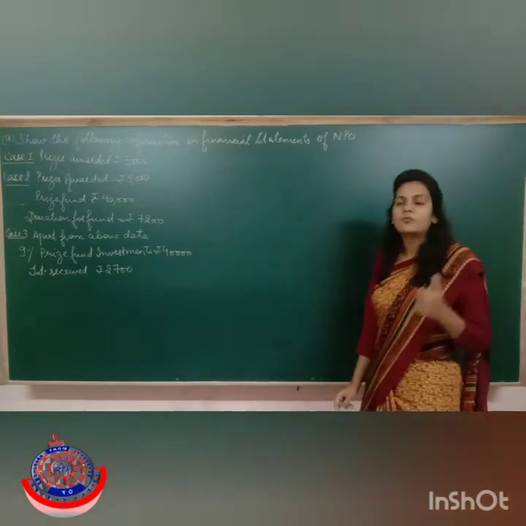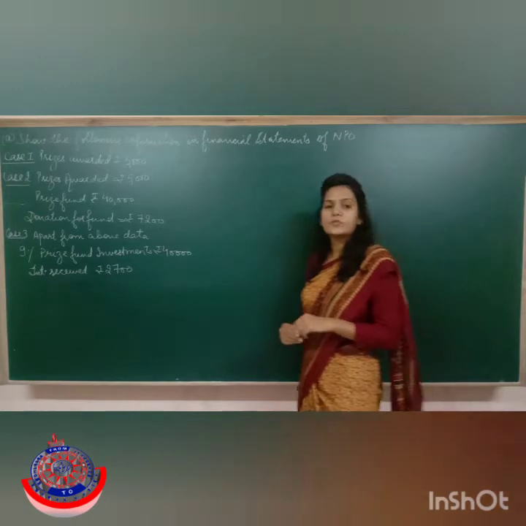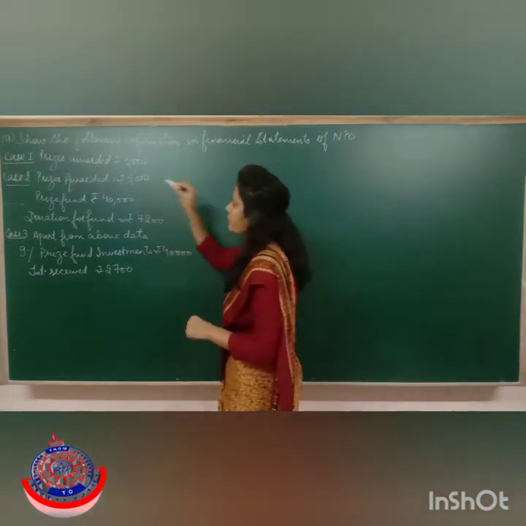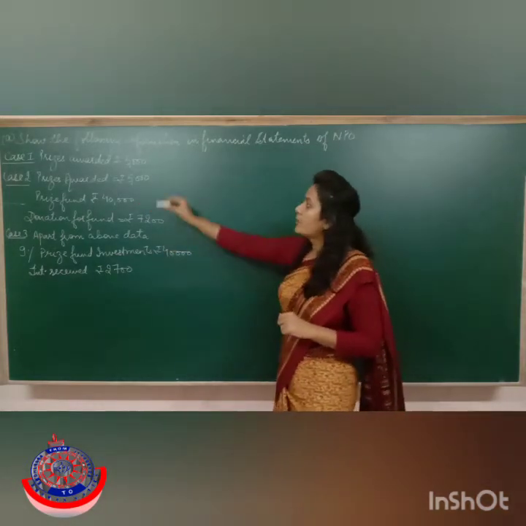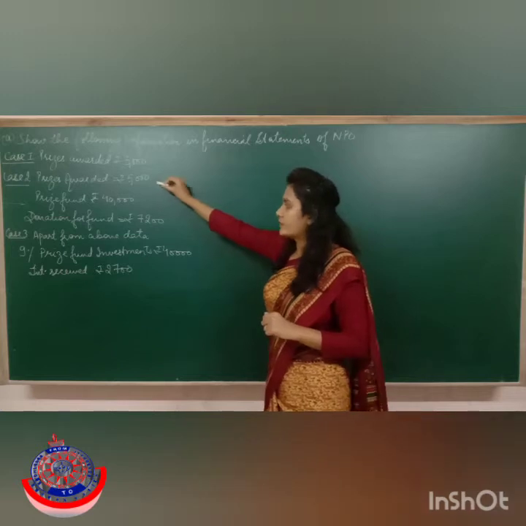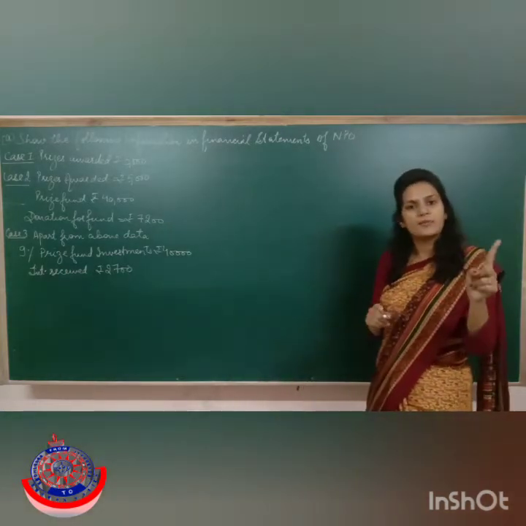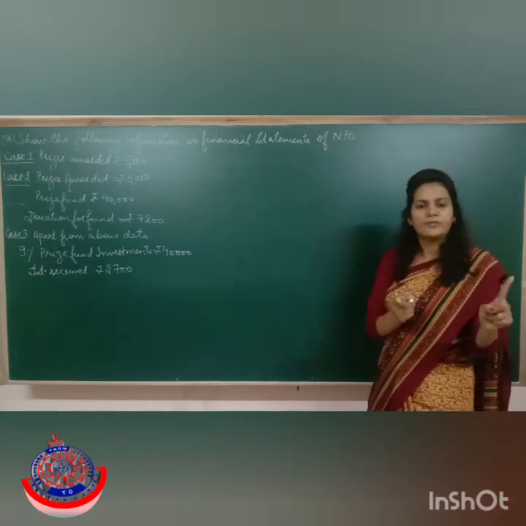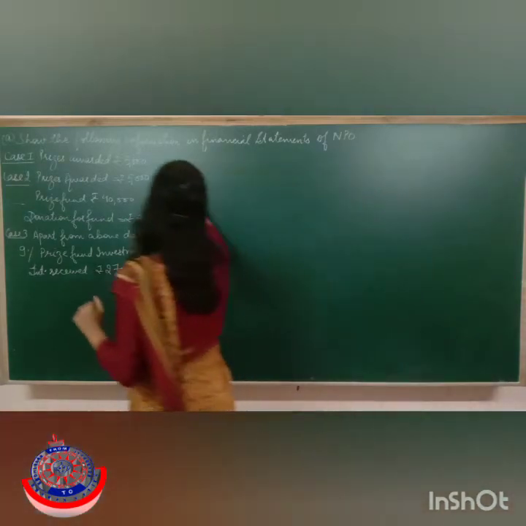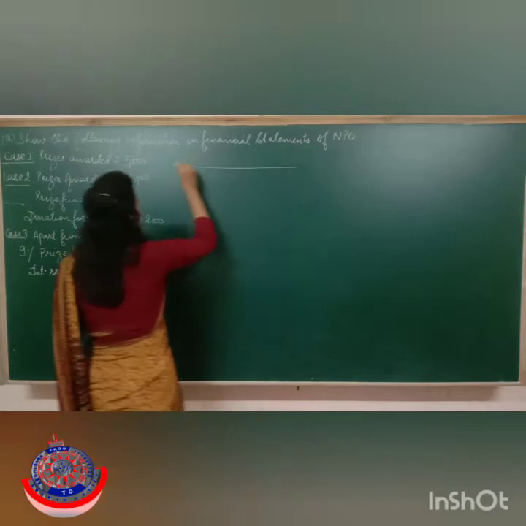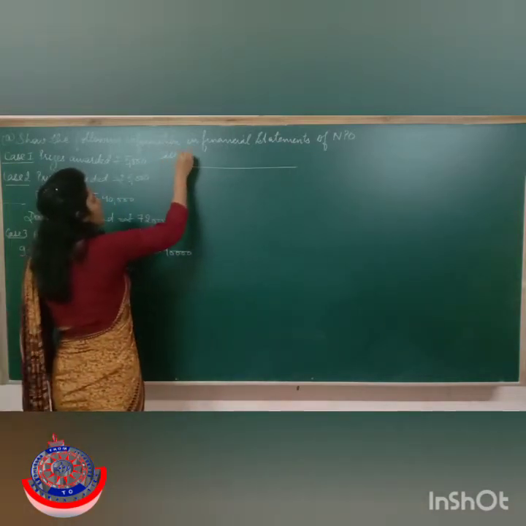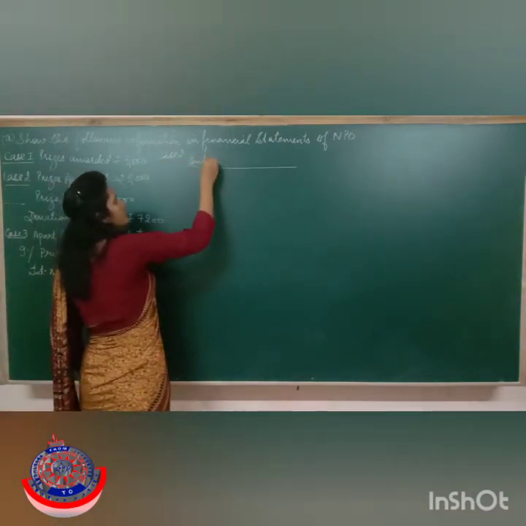Now let's move to case number 2. In case number 2, you can see that a fund of rupees 40,000 is given to you, prize awarded rupees 5,000, and donation for the fund is 7,200. It is the same case as I did in the previous lesson. Now see how. In case 2, you have to make one extract of the balance sheet.